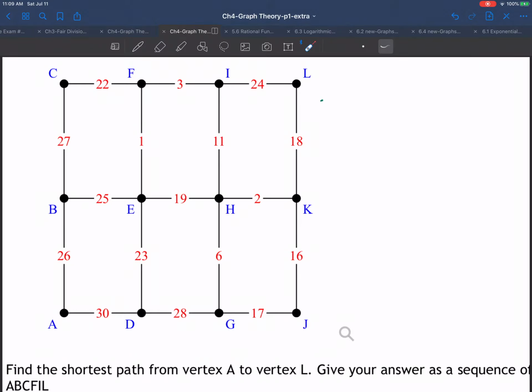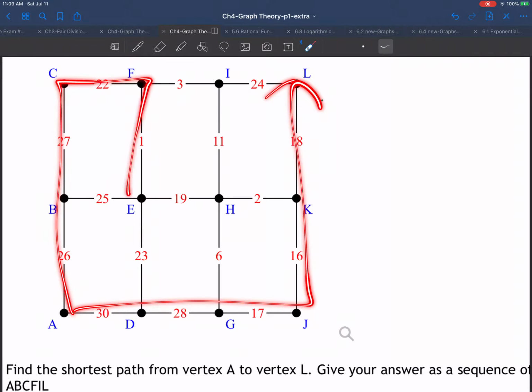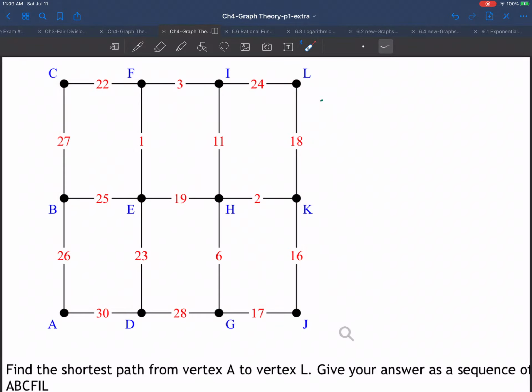Welcome to an example of finding the shortest path. The question before us asks us to find the shortest path from vertex A to vertex L and give your answer as a sequence of points. So is it A, B, E, F, I, L or something like that, or is it A, D, G, is it that way, or is it this way, or maybe it's this way, probably not. So from A to L, what's the shortest way to get there?